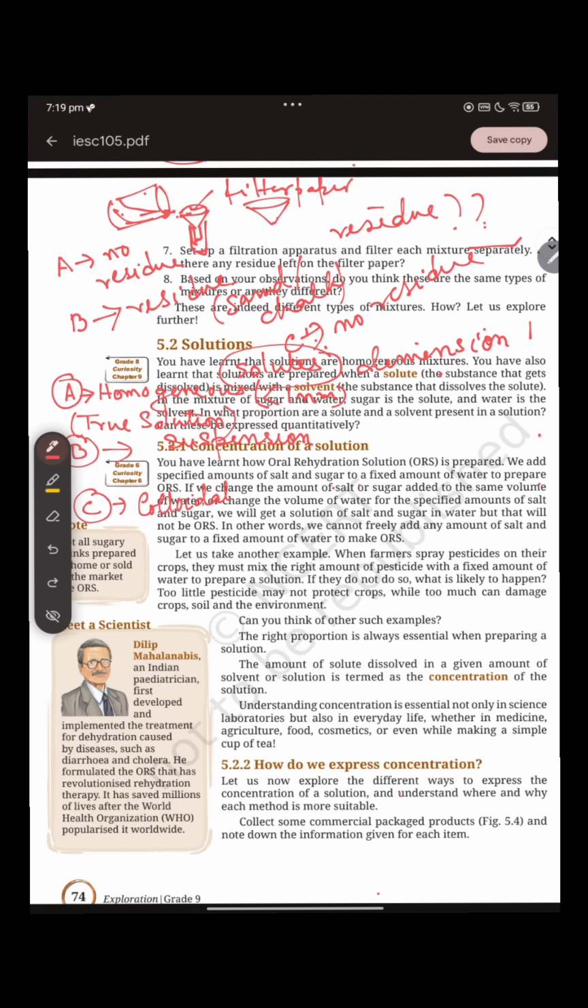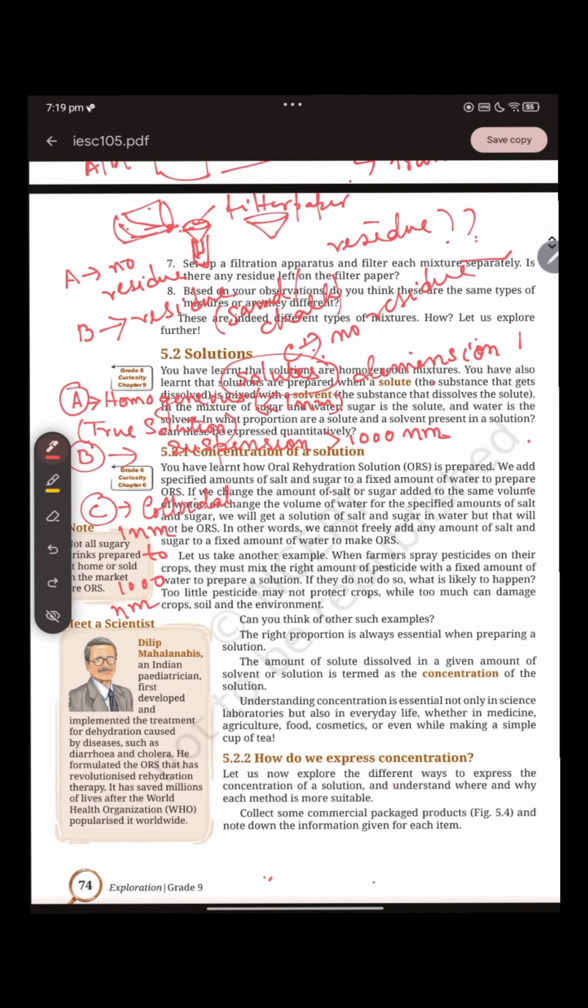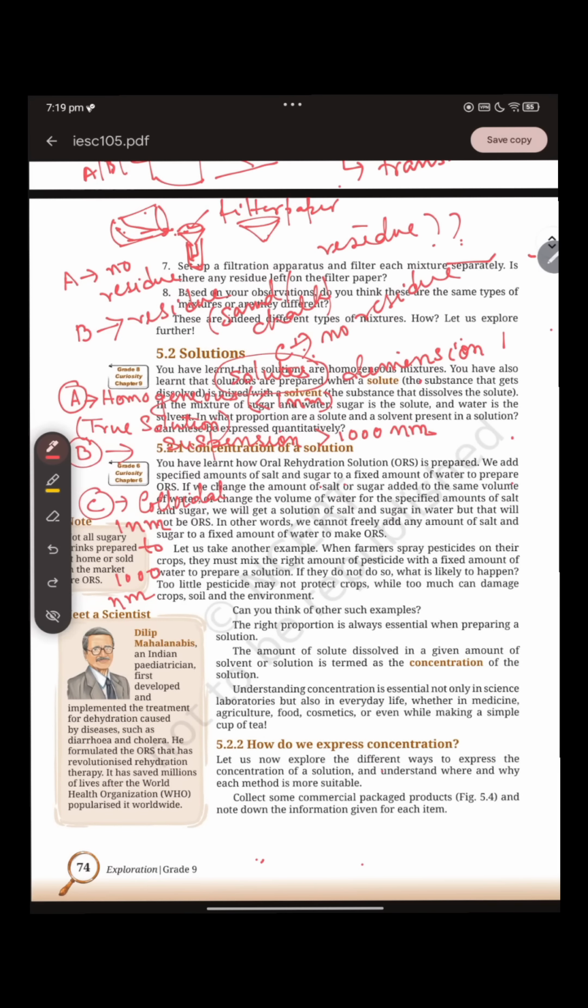For suspension, the particle size is greater than 1000 nanometer, and for colloids, it is between 1 nanometer to 1000 nanometer. This is the difference of the size of the particles. And you have seen that in a true solution, the particles of the solute were completely dissolved and were not visible. Whereas for suspension, the particles of solute were very much visible. They settled down at the bottom of the beaker and they were large particles.